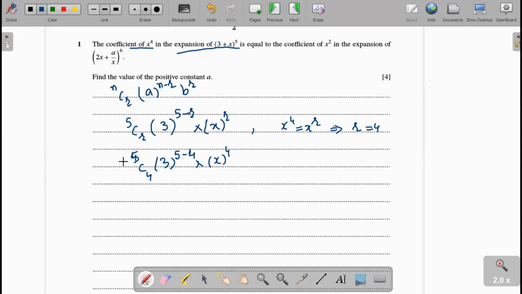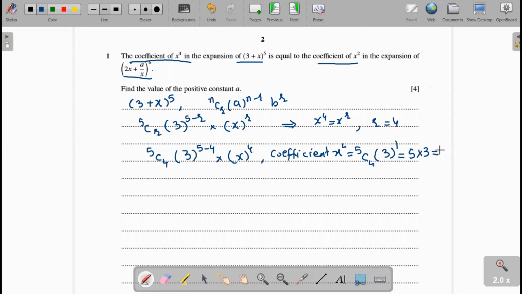Now this is the coefficient of x^4. We write: coefficient of x^4 is equal to 5C4 times 3^1. Now 5C4, we know that is 5. You can calculate it by calculator. 5 times 3 is 15.